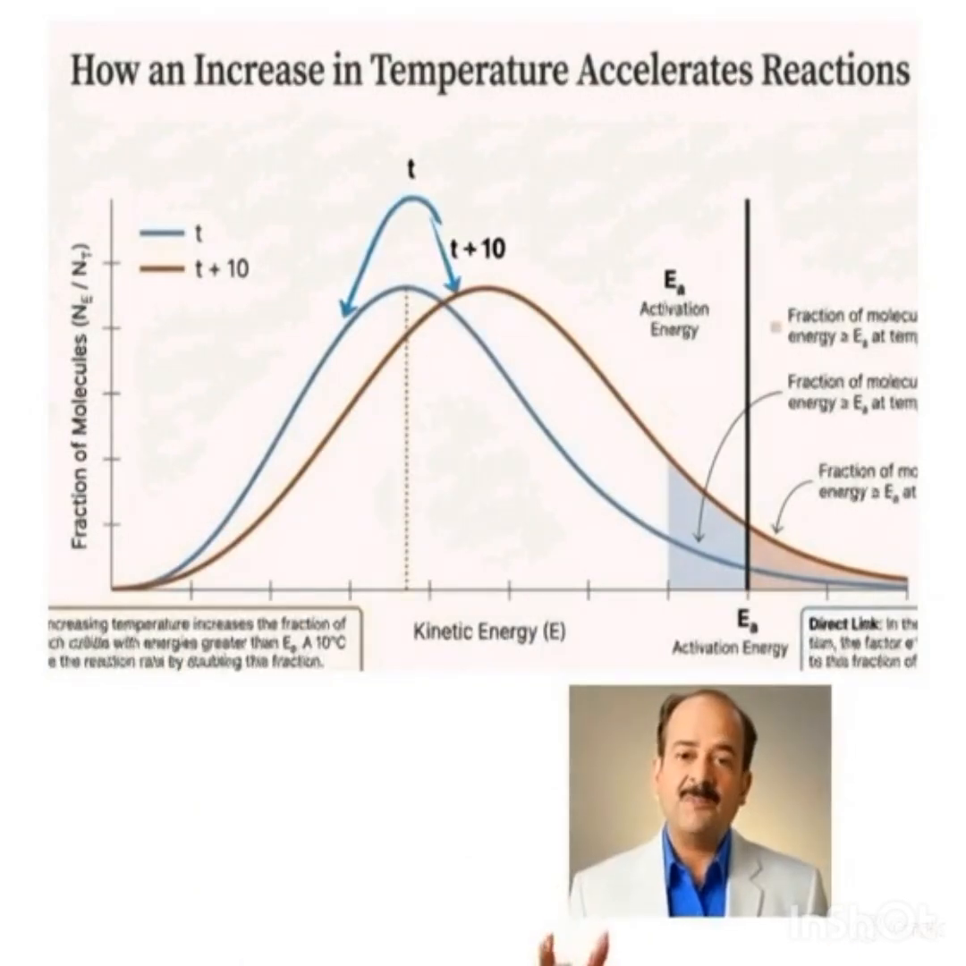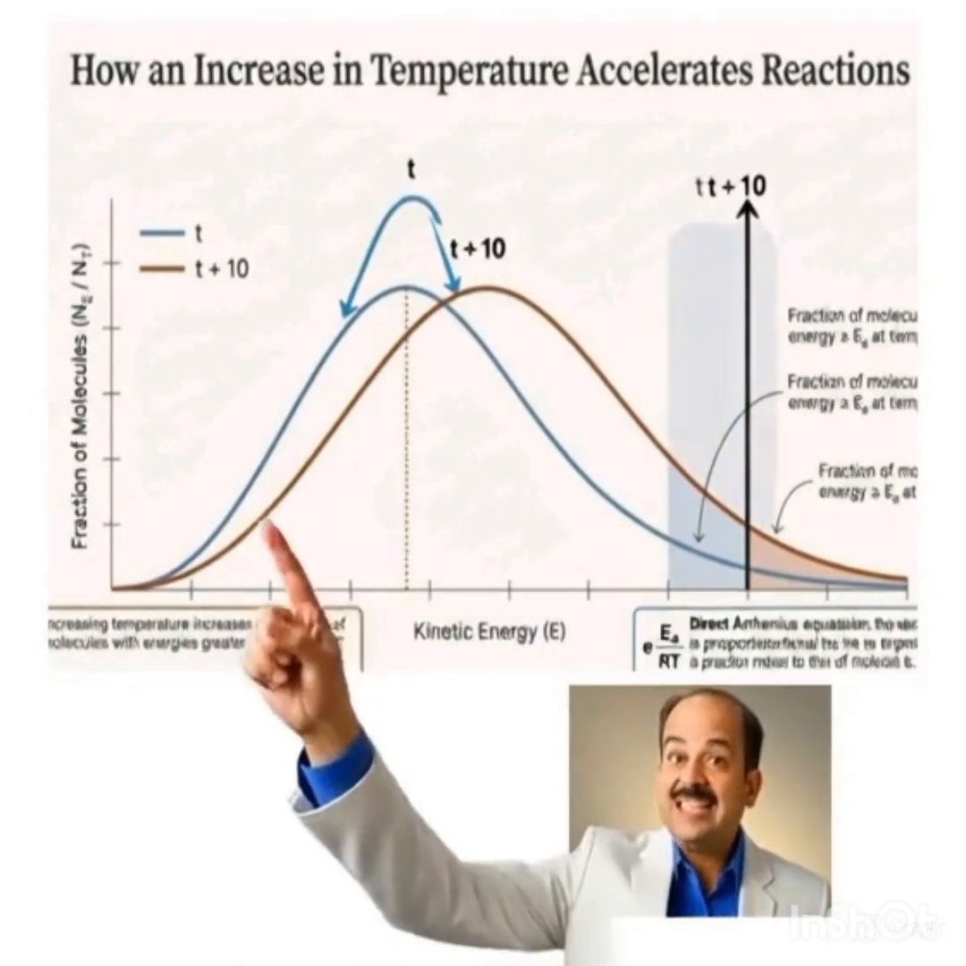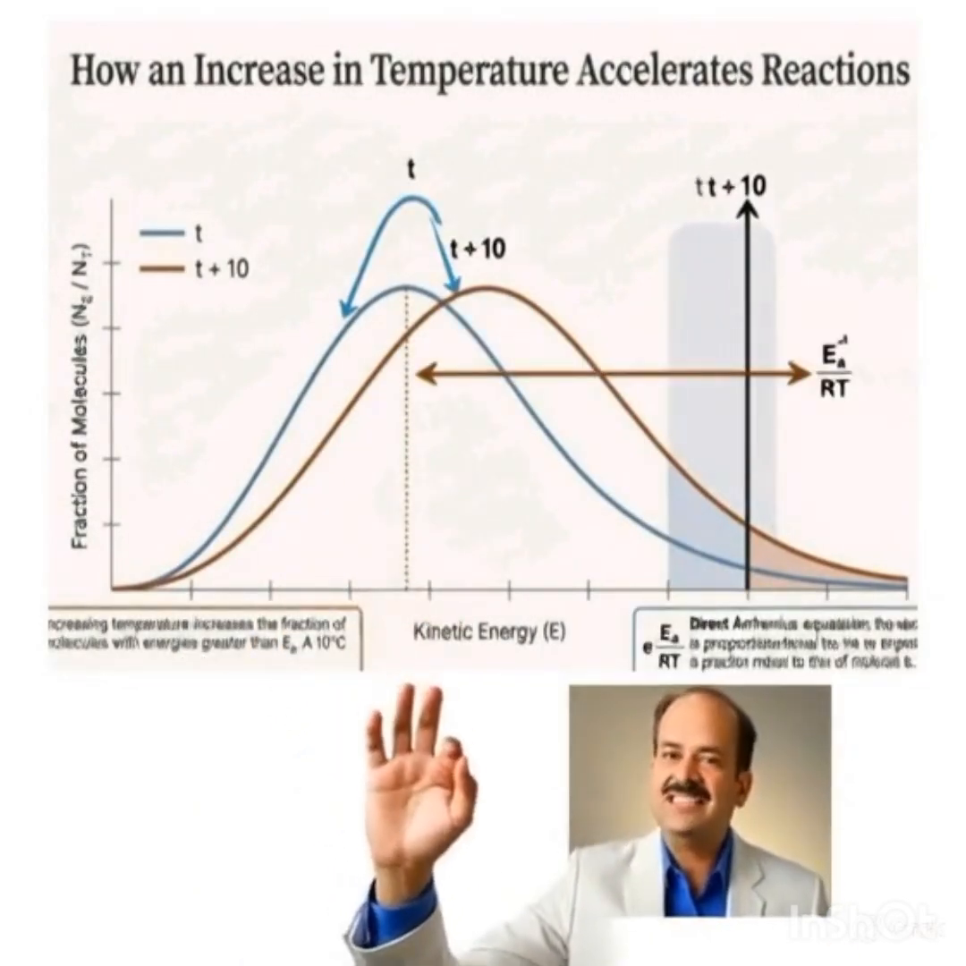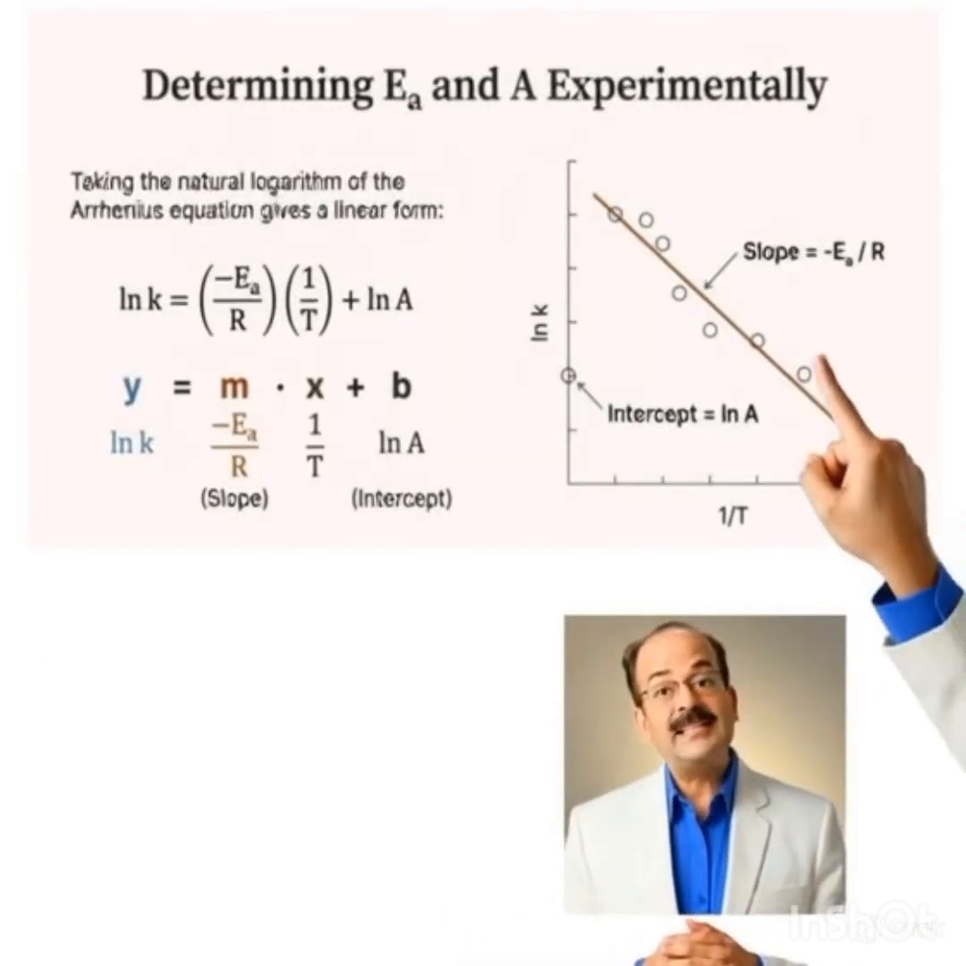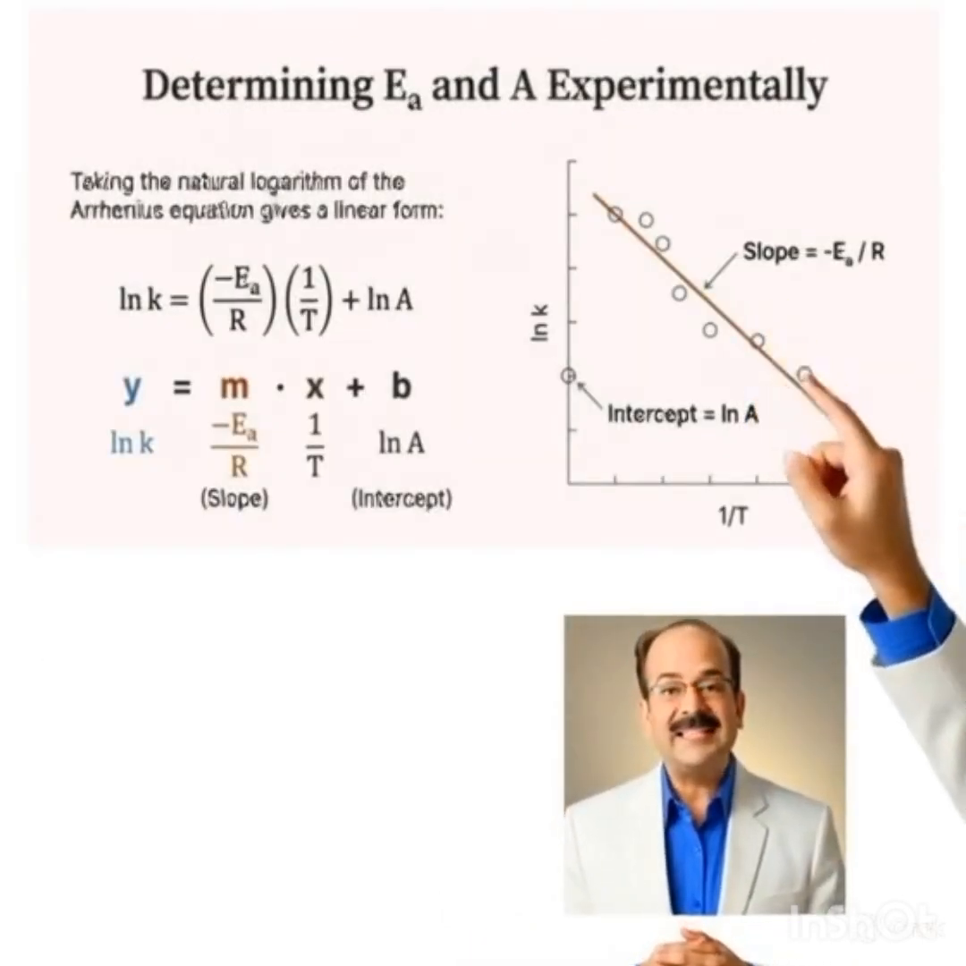This graph shows how temperature affects reaction rates. The blue curve is at temperature T and the brown curve is at T plus 10 degrees. Let us look at the graph in detail. The slope of the line is minus Ea over R and the intercept is ln A.